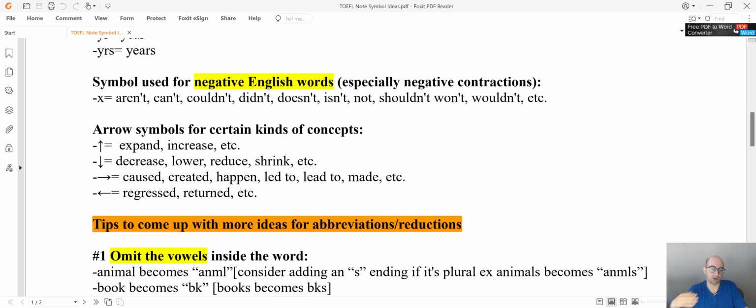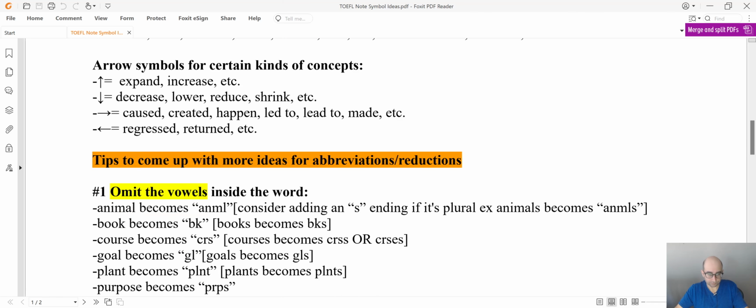If something causes something to happen, if something leads to some kind of change, maybe it's a transformation, why not use the forward arrow? It just makes life easier sometimes. I don't really use this one, but you could. It's just an idea. You could use a backward arrow for regress, regression, returned, these kinds of situations.